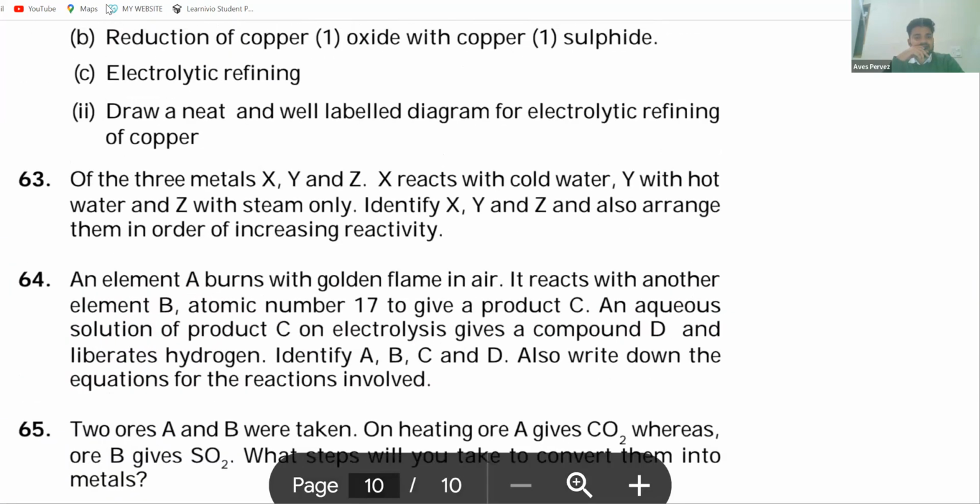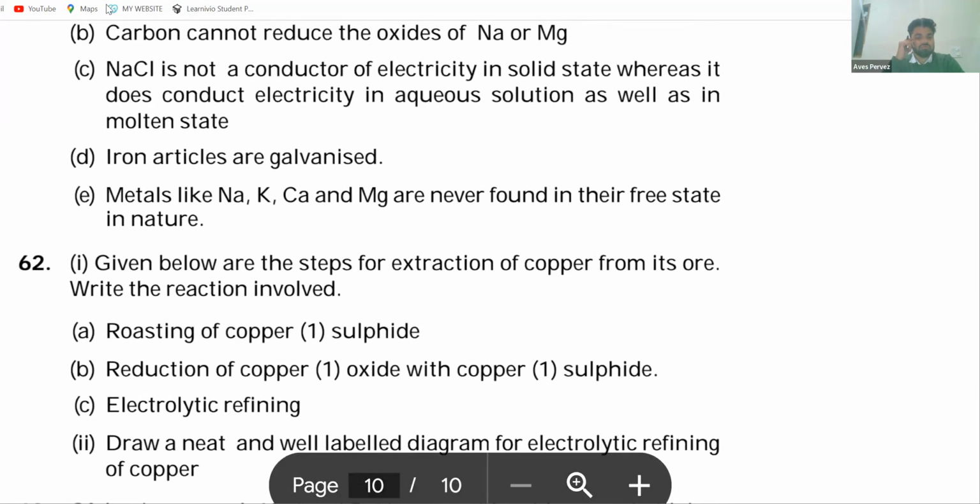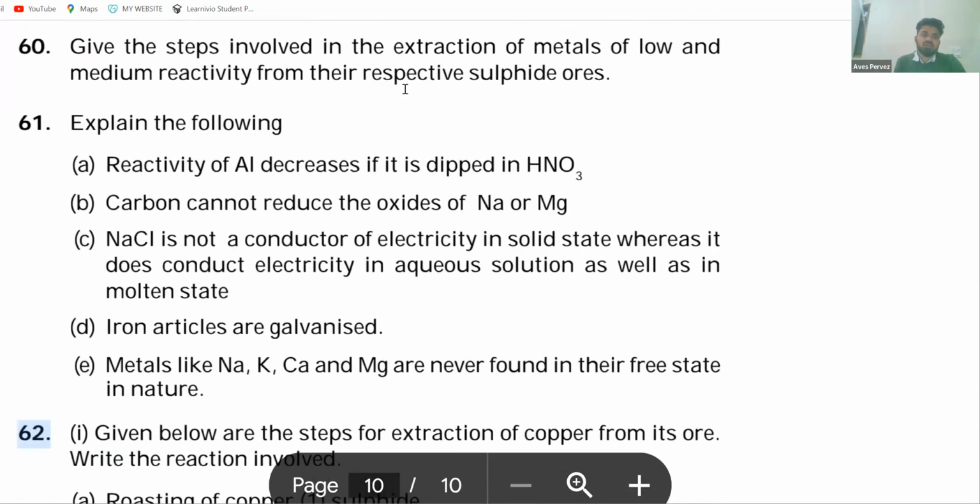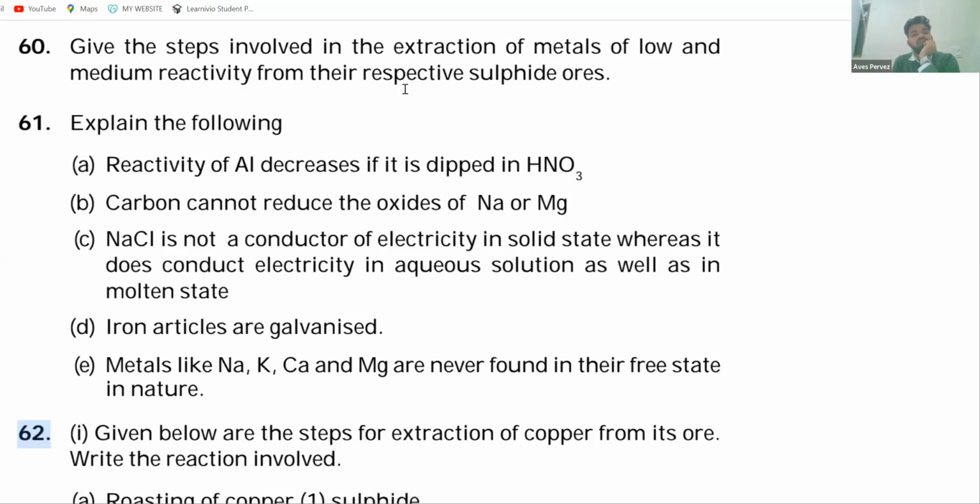On rusting, there may be so many other questions that can be asked in the examination. So you need to keep in mind that you have to learn, for example, here the question: the reactivity of aluminium decreases if it is dipped in HNO3. Why? Because HNO3 is a strong oxidizing agent.